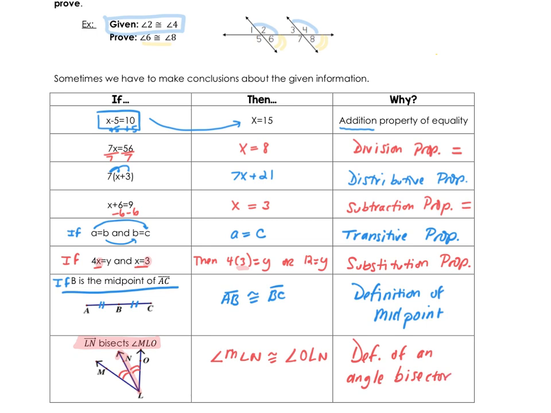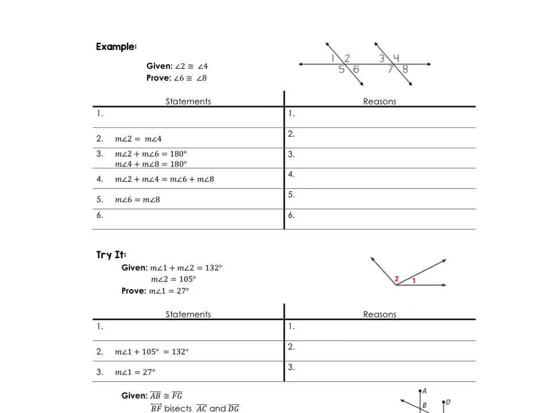Okay, next we'll take a look at how these things are actually used in proofs. In our first proof, this goes back to what we started our notes with. It says we're given that angle 2 is congruent to angle 4. So the given information usually goes first in your proof. Angle 2 is congruent to angle 4, and that was given. So we were told that.